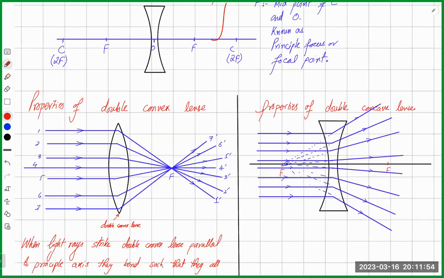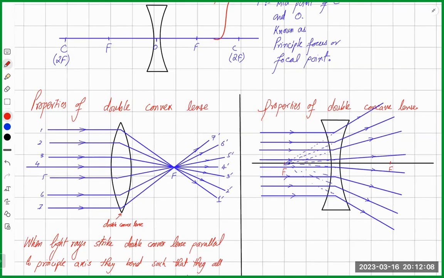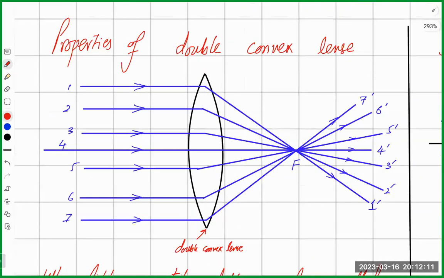For a double convex lens, when light rays are coming parallel to the principal axis, arrows are very important. So you can decide whether the light rays are coming towards the lens or going away from the lens. Look at the left side of the double convex lens. When light rays are coming parallel to the principal axis, after passing the lens, they bend and they all converge on point F on the other side.